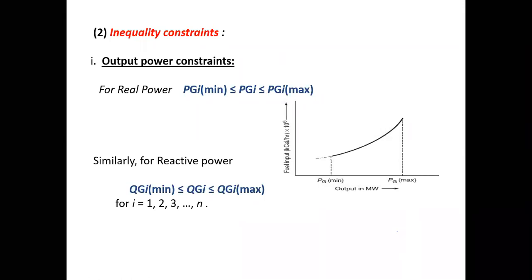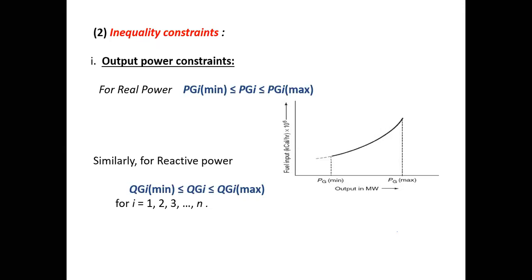If you see the characteristics, the real power boundaries are PG minimum and PG maximum. This is our real power on the x-axis. When you consider the x-axis, there are two limits: minimum real power and maximum real power. These two are nothing but boundaries. So according to the inequality constraint, what we conclude is that whatever unit is going to operate must operate in between these two limits only, that is PG minimum and PG maximum.